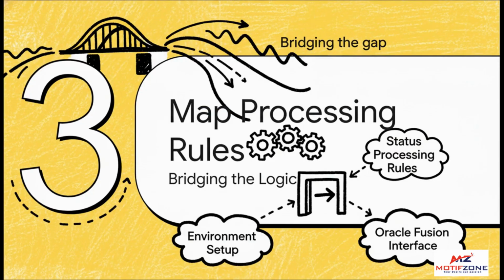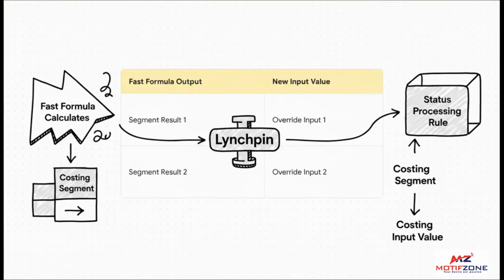All right, Section 3, mapping status processing rules, bridging the logic. And this brilliantly illustrates how we bridge the gap. You're going to navigate to the element status processing rule. Here, you take the output results coming directly from your fast formula return statements, and you precisely map them one-to-one to those new override input values you created back in Step 1. It's basically like connecting the wiring. The formula calculates the value, the rule catches that output and routes it right into the specific costing segment. This right here, this is the linchpin of the entire operation.